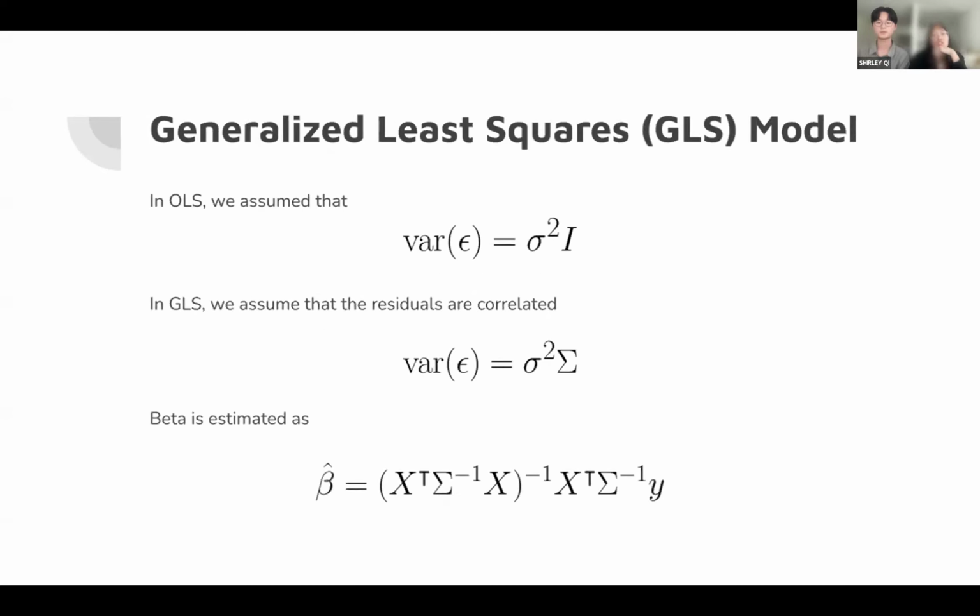Next, we're going to talk about the generalized least squares model. So in typical OLS, we assume that the variance of epsilon is equal to sigma squared times the identity matrix. But in GLS, we assume that the residuals are correlated in some way. And this means that instead of the identity matrix, we use a matrix called sigma. And then beta is now estimated by this equation. And since there are dependencies within the data due to the same subject having multiple responses, we have to use GLS to capture that correlation.